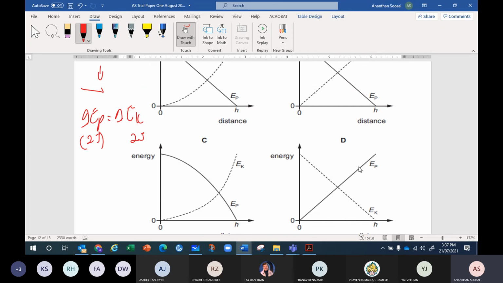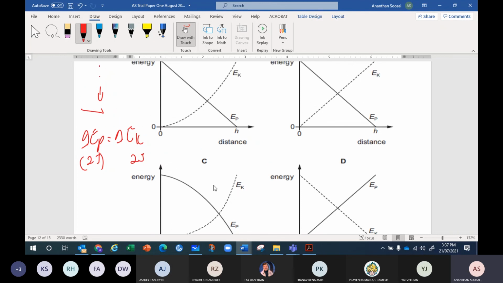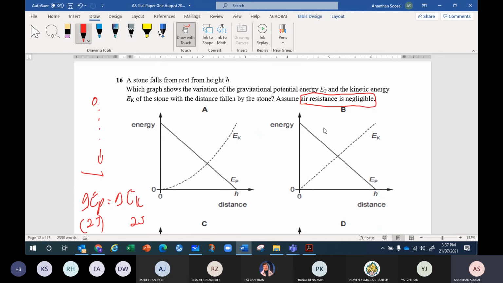But D is wrong. EP should be maximum at the beginning. So EP should start on top and EK must start at the bottom. So the answer is either C or B.